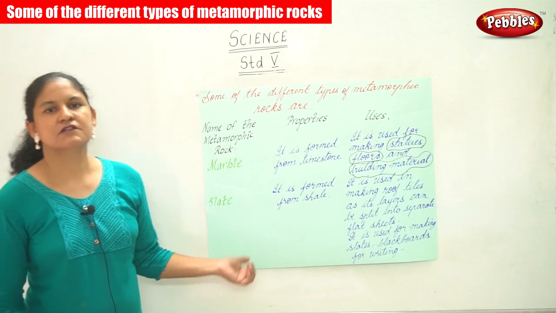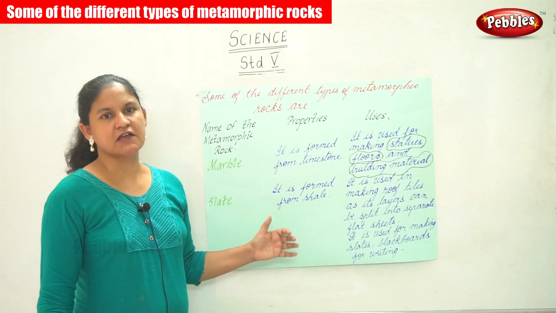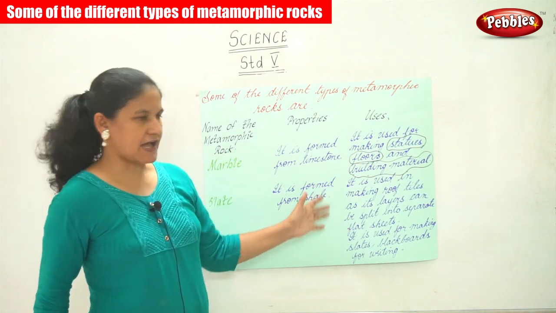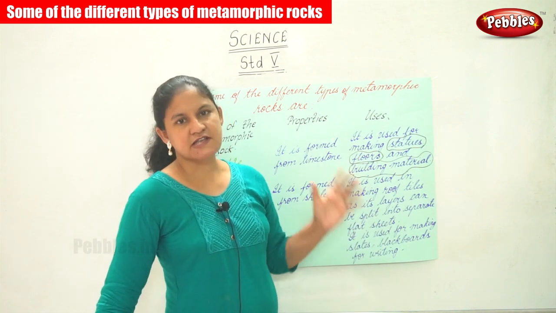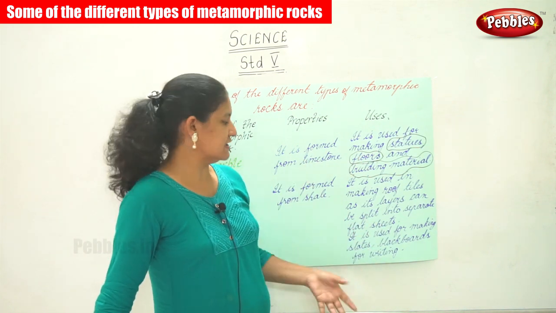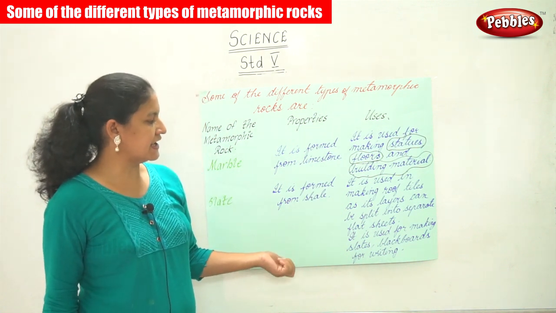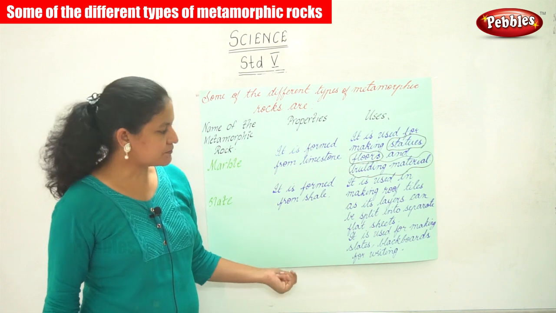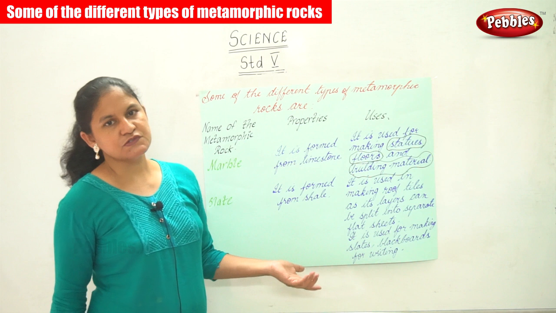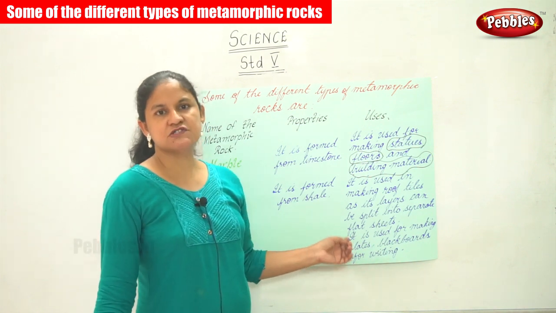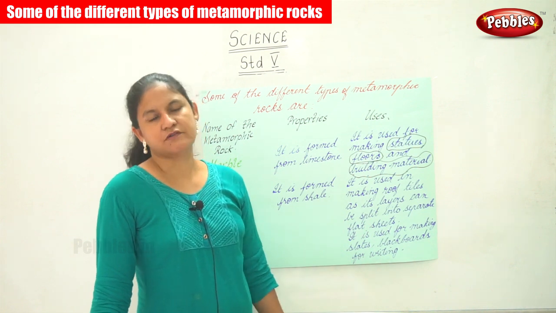What are the uses of slate? It is used in making roof tiles, as its layers can be split into separate flat sheets. The second use is that it is used for making slates and blackboards for writing.